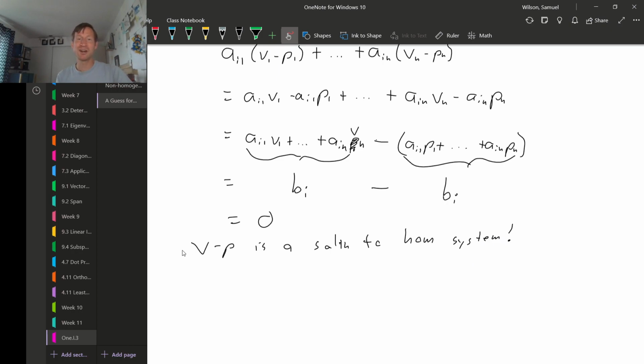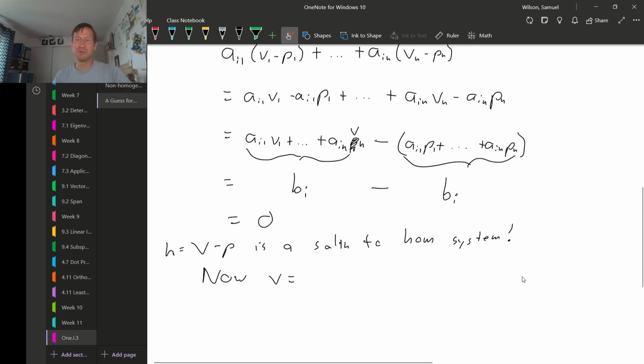So we can really call this h now and not confuse ourselves. The letter h we've sort of been reserving for solutions to the homogeneous system. Now we know v minus p is a solution to the homogeneous system, so it's okay to call it h. And now v is equal to p minus p, sorry.